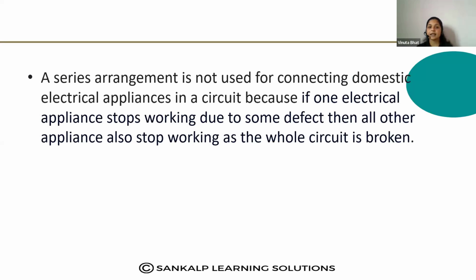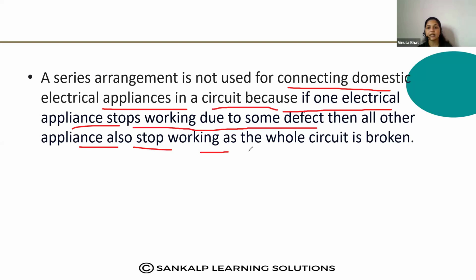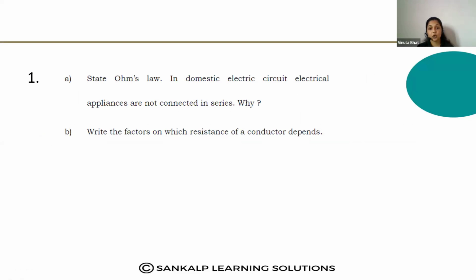Is the series arrangement not used for connecting domestic electrical appliances in a circuit? Because if one electrical appliance stops working due to some defect, then all the appliances also stop working as the whole circuit is broken. So there is a chance of breakdown of the whole circuit. For this reason, the series connection is not used. Then write the factors on which the resistance of the conductor depends. This question we have already studied in the last one, right?